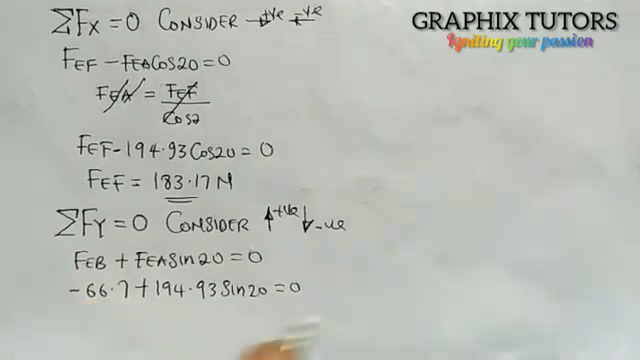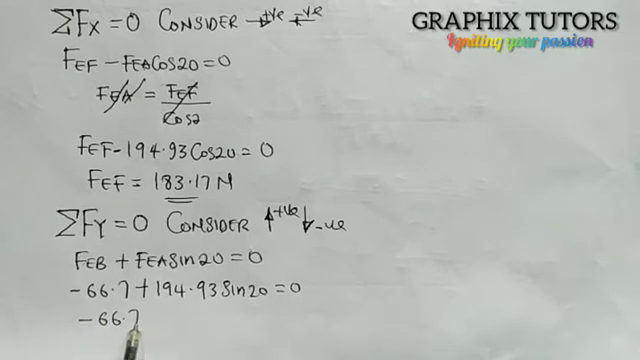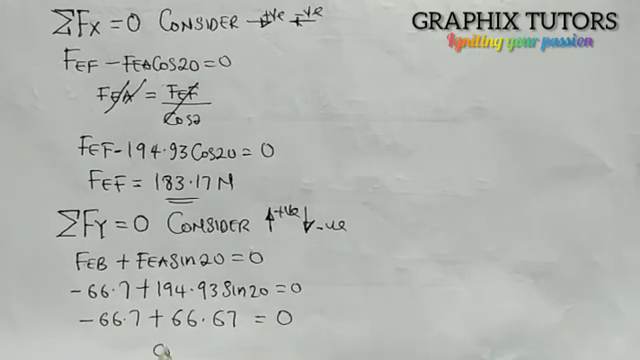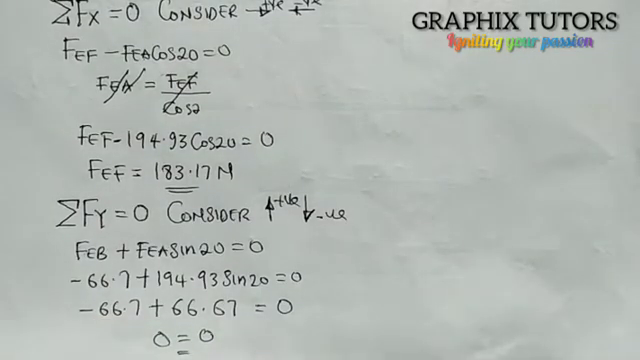Now if you do that, you have minus 66.7 plus 194.93 times sine 20 will give us 66.67 equals to what? 0. Now if you look at this, they are the same, so 0 is equal to what? 0. So it shows that what we've done so far is very, very correct.